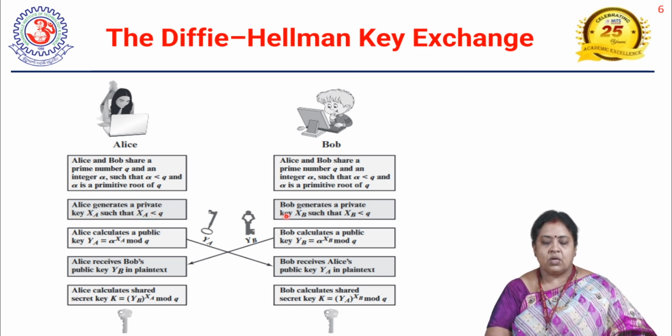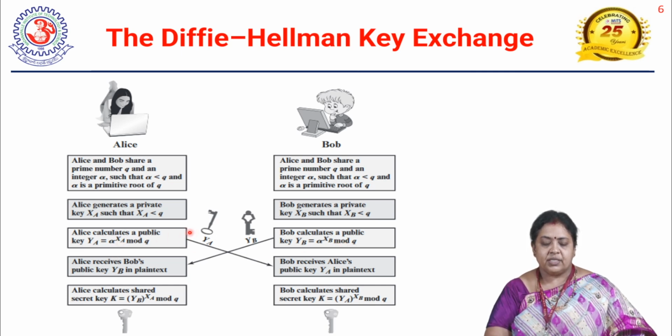Meanwhile, Bob is also generating the private key XB, such that XB is less than Q. After that, Alice is going to calculate the public key. By using her private key, she calculates YA equal to alpha to the power of XA mod Q. Meanwhile, Bob is also calculating his public key, YB equal to alpha to the power of XB mod Q.